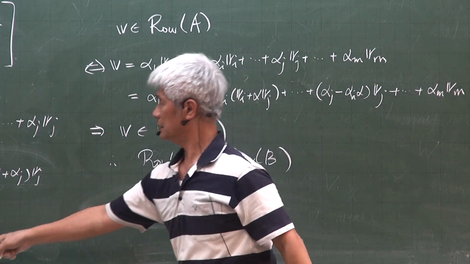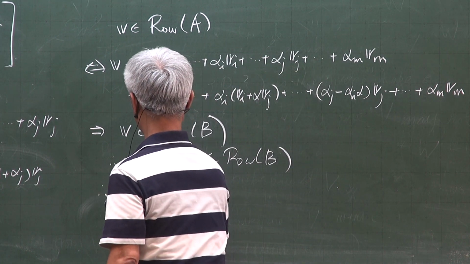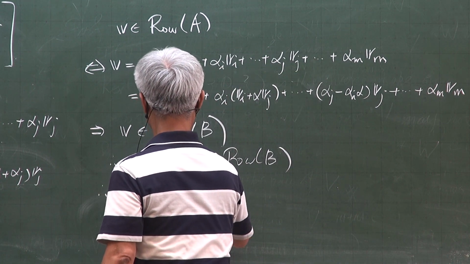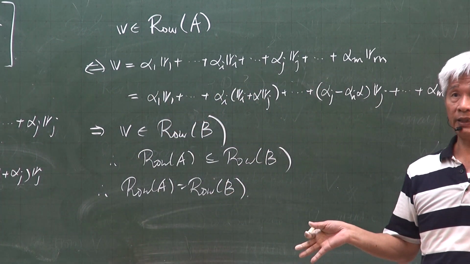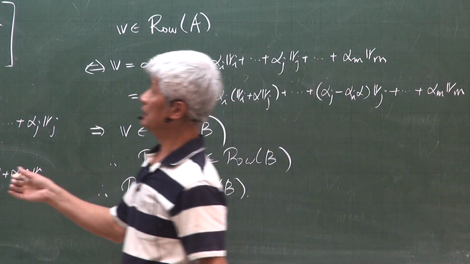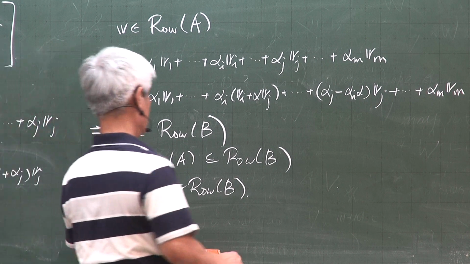Alright, so from this one and this one, the conclusion is that the row space of A is equal to the row space of B. Okay, so we proved special case one: if B can be obtained from A by applying just one replacement, then the row space of A is equal to the row space of B. So they have the same row space.